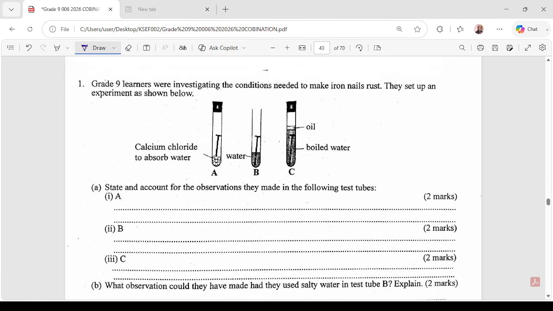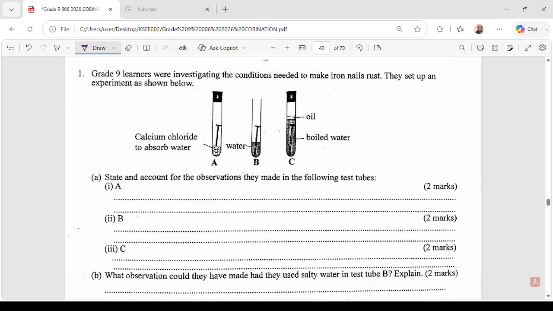Question number 1 is on rusting. A surprise, this is chemistry. I told you that we shall be having the 3-part chemistry, biology and physics in practical. We should expect that. Grade 9 runners are investigating the conditions needed to make iron nails rust. They set up an experiment as shown below.